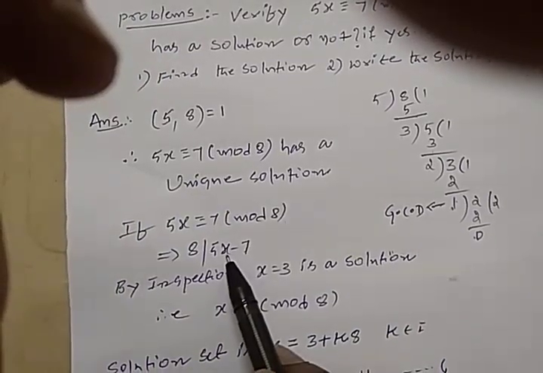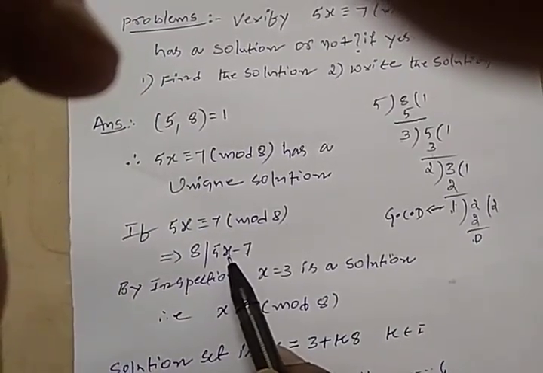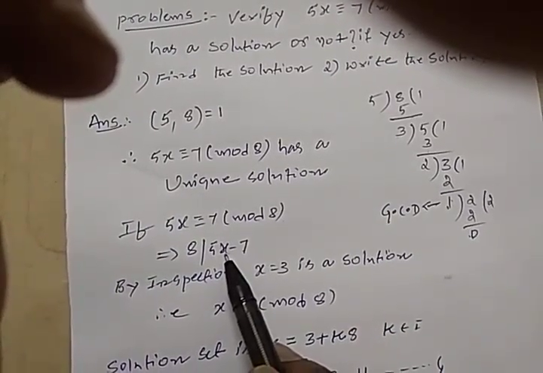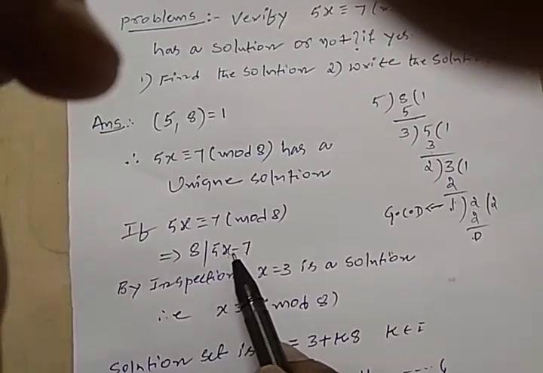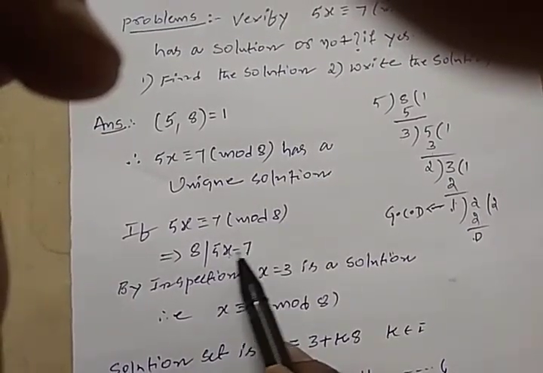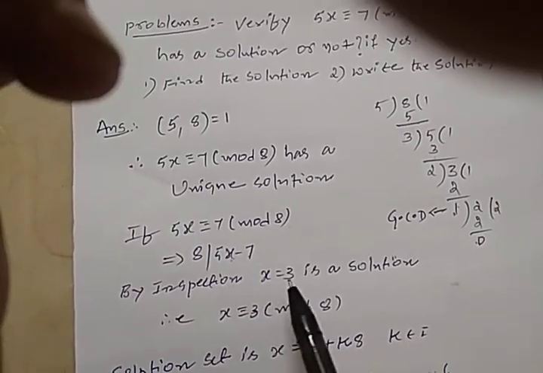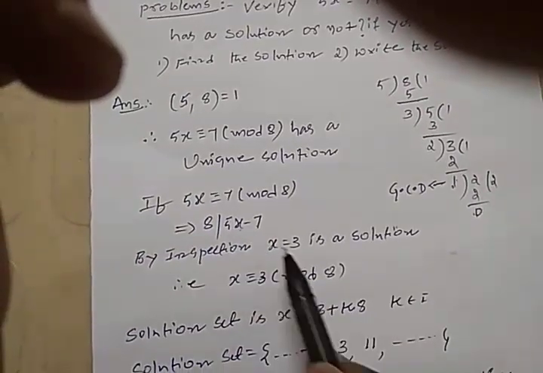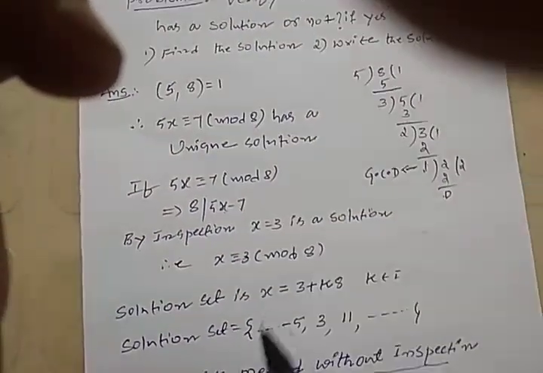If you replace x with 0, you get minus 7, which 8 does not divide. The same holds for 1 and 2, where 8 does not divide. So only 3 satisfies this relation. Therefore, x equals 3 is the solution.